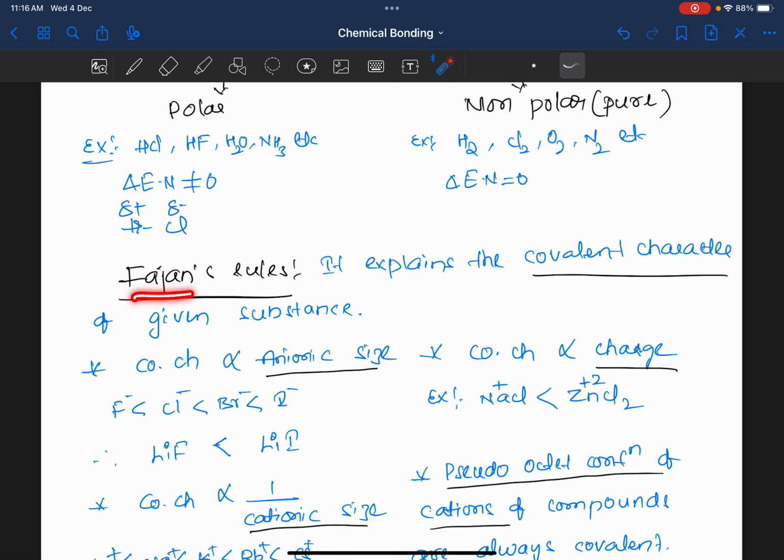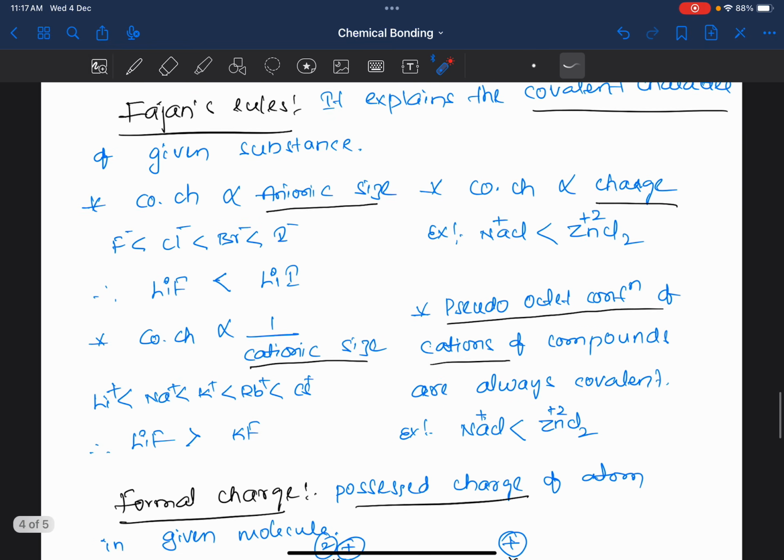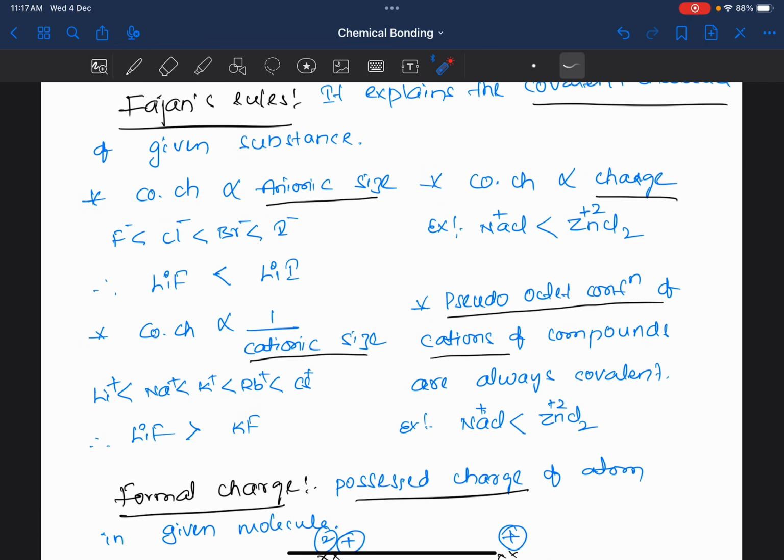Here Fajan's rules majorly explain the covalent character of a given substance: for which compound the covalent character is more, for which compound the ionic character is more. If we know about covalent character, then the opposite points are related to ionic character. That's why here I explain the covalent character. Here I simply said there are 4 parts. So see that covalent character.